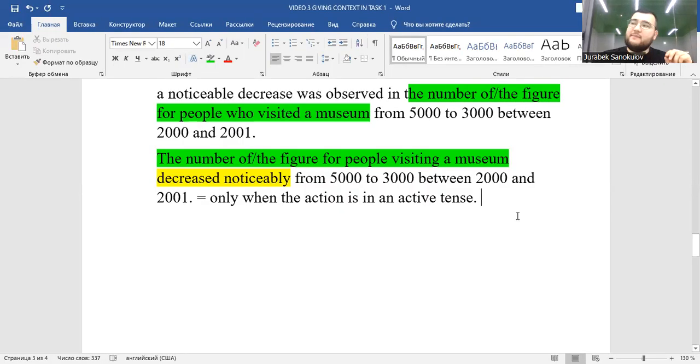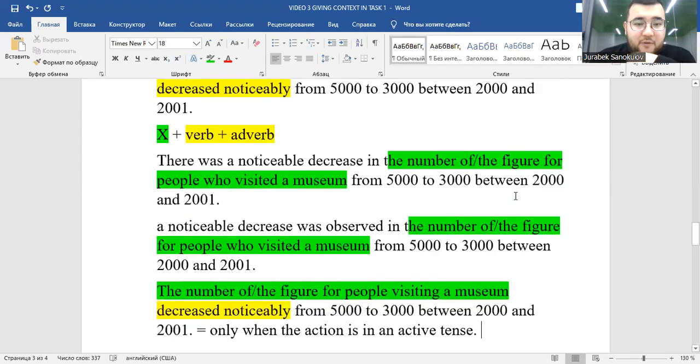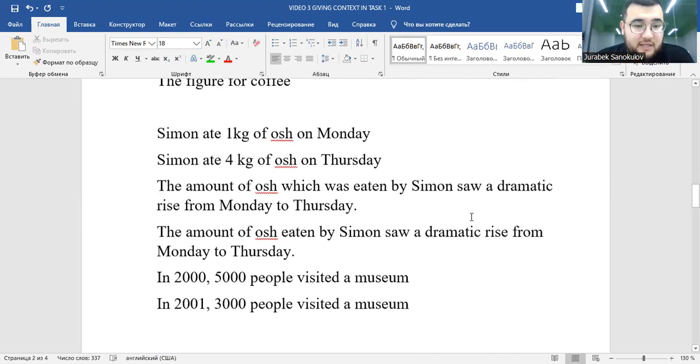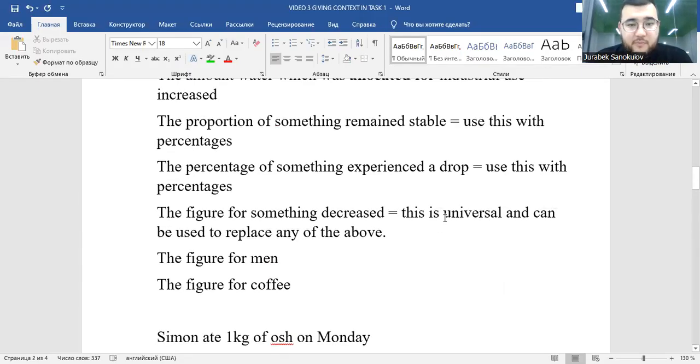I mean, it may not be easily understandable if you're seeing this for the first time, but we're going to write many, many graphs together, and then I hope you will be easily able to pick this up, learn this and use it in your reports as well. So we're done with the universal ways of giving context. We need to use the number of, the figure for, the proportion. And remember this: always after writing a particular sentence, read your sentence and ask this: am I giving enough context for the reader?